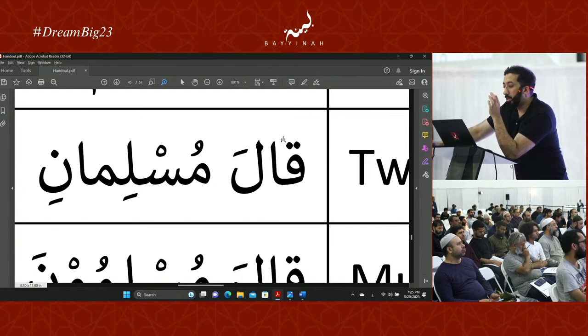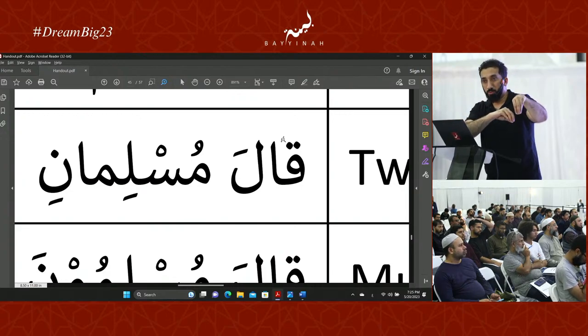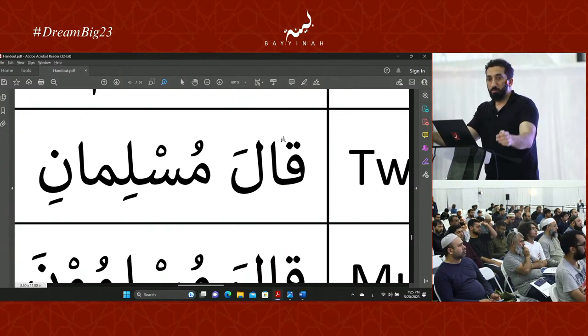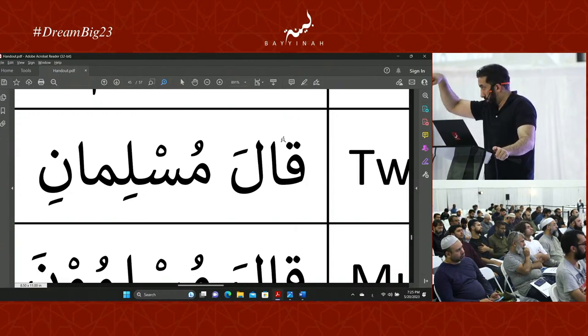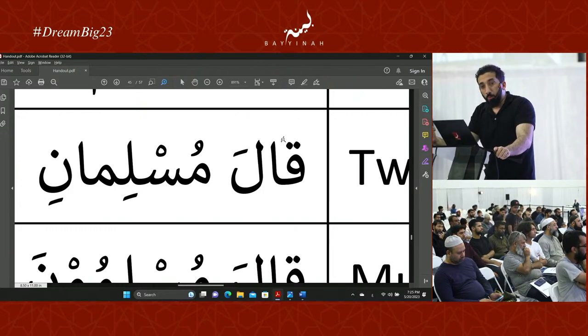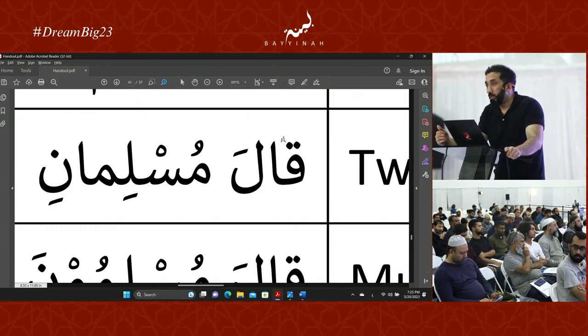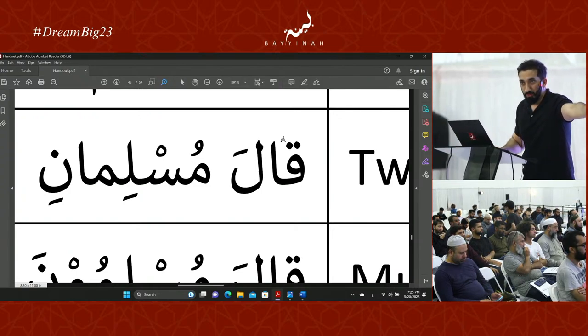Two Muslims. Is the word two Muslims qualified as an outside doer? Translate it. The two Muslims said. The word huwa has been fired. The word huwa has been fired. Whenever you have an outside doer, the huwa has been outsourced. His job has been outsourced. Literally.